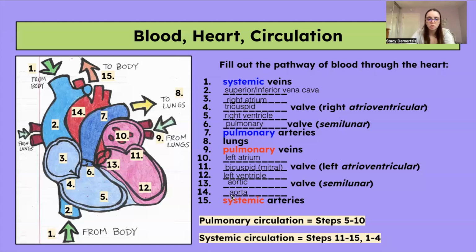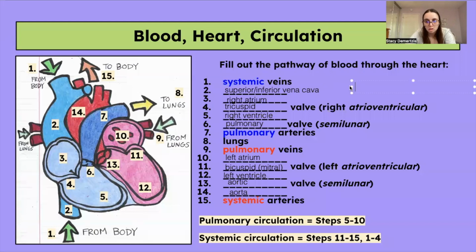So good job answering the pathway of blood through the heart, making note of the difference between systemic circulation and pulmonary circulation, the difference between the veins and the arteries. I always recommend when you're studying this, color coding is really helpful, at least in my experience, to really memorize what's considered deoxygenated, what's considered oxygenated, and so on. So good job answering that.